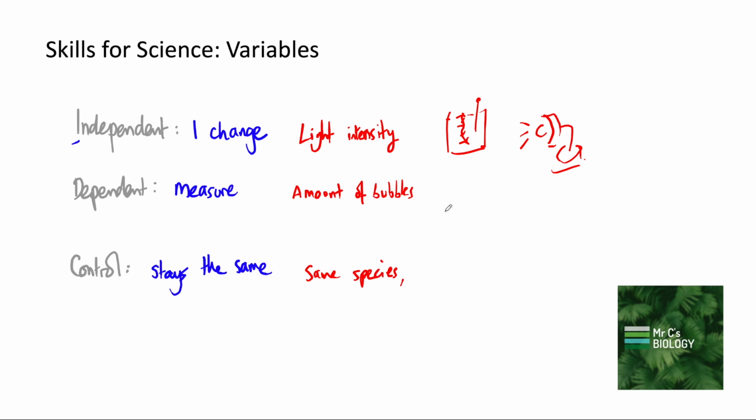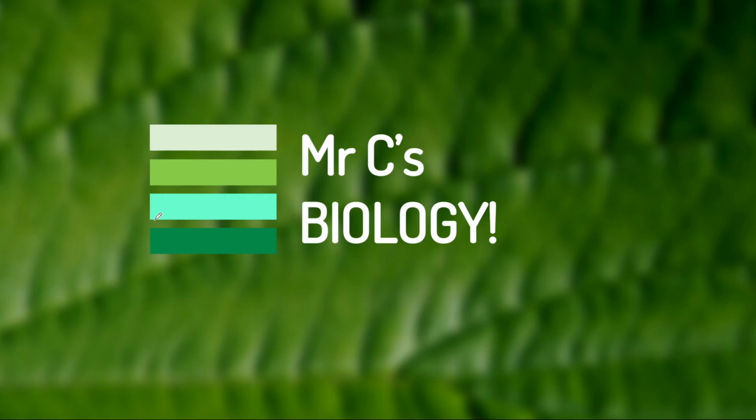So keeping the same species, but we also want to keep other things that might affect the experiment the same. So if we're changing the light intensity, we want to keep the temperature the same, because we know that temperature can affect photosynthesis. So if we keep these things the same, then when we change the one thing, then we see something that we can measure. That's it for variables today.